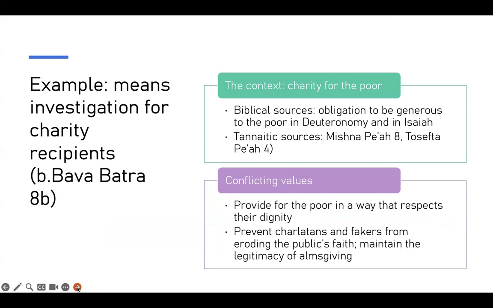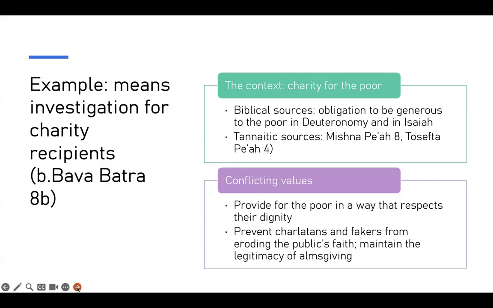This is a problem that appears in the Babylonian Talmud in Tractate Bava Batra, page 8b. The context is giving charity to the poor. Biblical sources create an obligation to be generous to the poor. You can find these verses in Deuteronomy that require people to give to the poor, and you'll find some appeal to social justice and to being generous to the poor in Isaiah as well, and various other biblical markers. There are also Tannaitic sources that discuss extensively how charity should be provided, how much charity should be provided, and under which circumstances. And you can find two examples of this discussion in Mishnah Pe'ah 8 and in Tosefta Pe'ah 4.